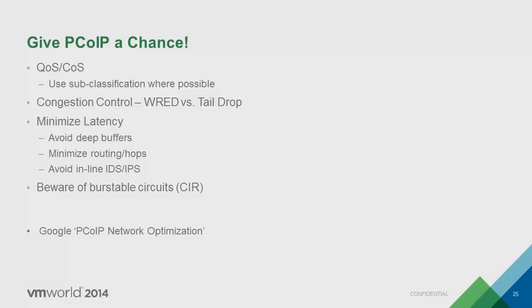PCoIP doesn't handle a lot of latency too well. Typically, if we have a large amount of latency on the network, your end user will click the start button, and there'll be a slight delay for the packets to get from your data center down to your endpoint. When these delays start to happen, end users start to say, oh, my PC is getting slow, and start making help desk calls. So we want to minimize the amount of latency we get.